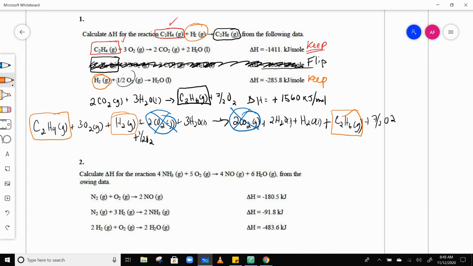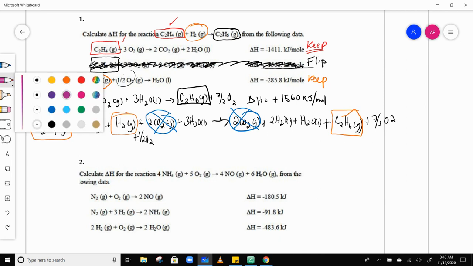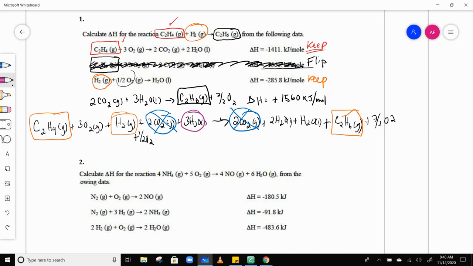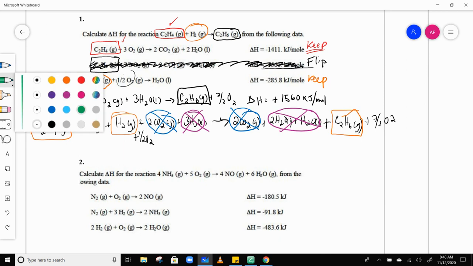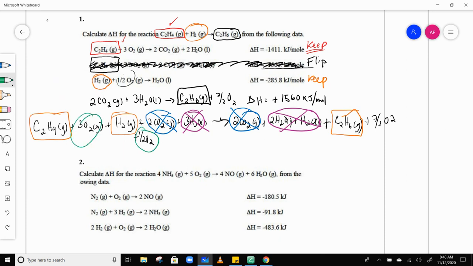For H2O, there's 3 H2Os here and 3 H2Os here. Those cancel out. They're opposites. Then we have O2. We have 1/2 O2 and 3 O2. That comes to 7 halves O2. And we have 7 halves O2 here. Those cancel out. So you'll see that in the end, we only have the ones that we need.